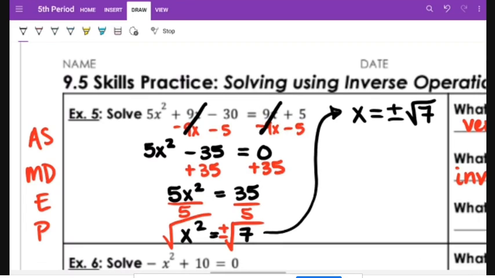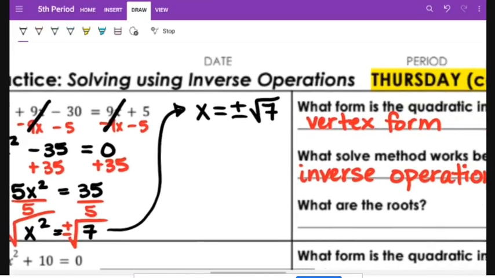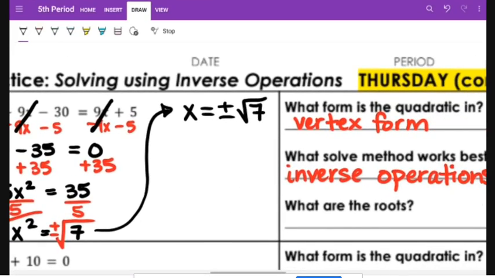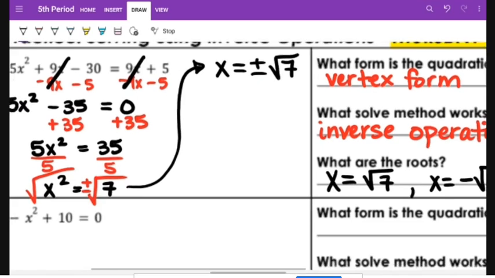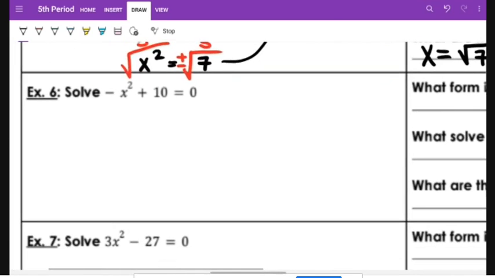Does the square root of 7 simplify? No, 7 doesn't have a perfect square root. So we're not going to change this. We're just going to leave it like it is. And our two answers are x equals the square root of 7 and x equals the negative square root of 7. Those are our two different roots. Is this starting to feel a little more natural? Good. Let's look at example 6.